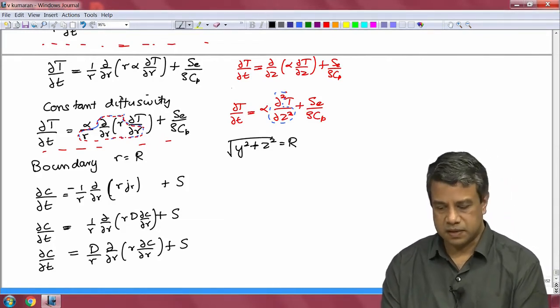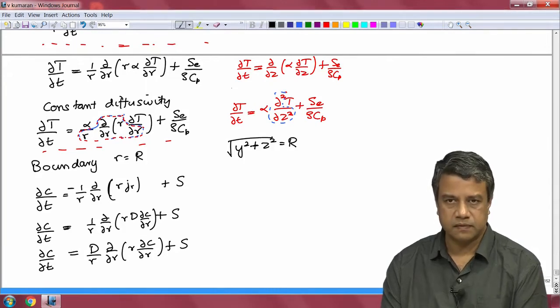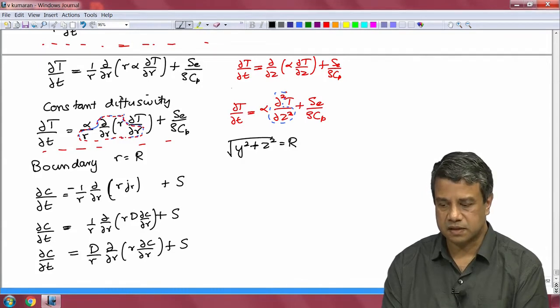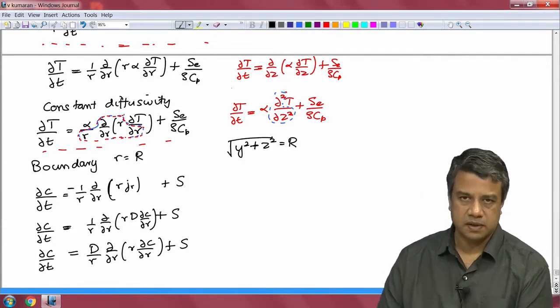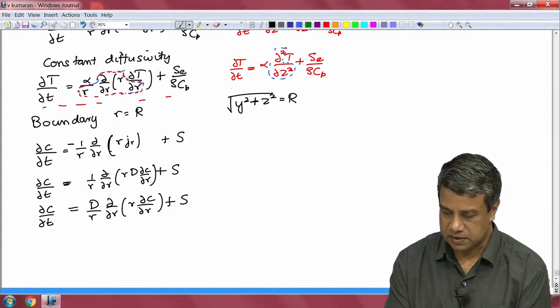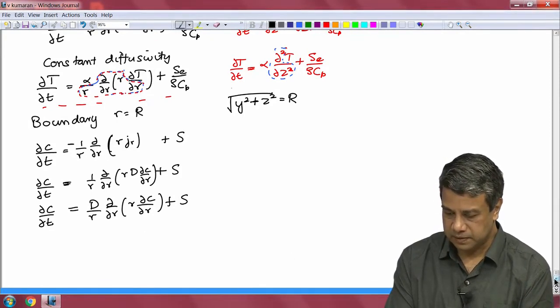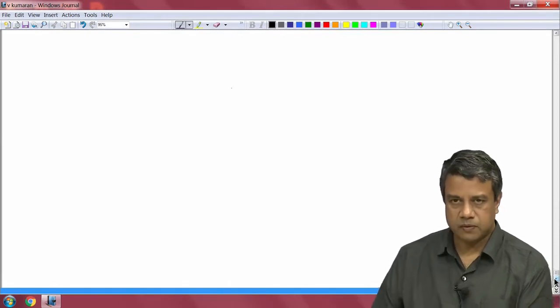So, that is for the concentration field. Just substitute D for alpha, C for T and S instead of the energy source by rho Cp, okay, and you get these equations. That is for mass transfer. Okay. What about for momentum transfer?